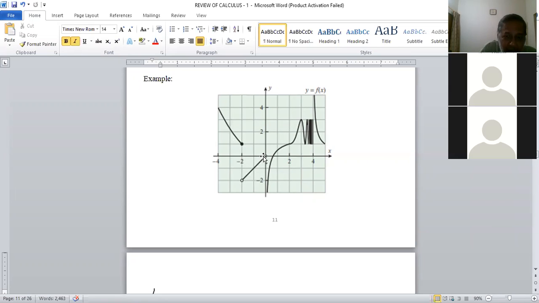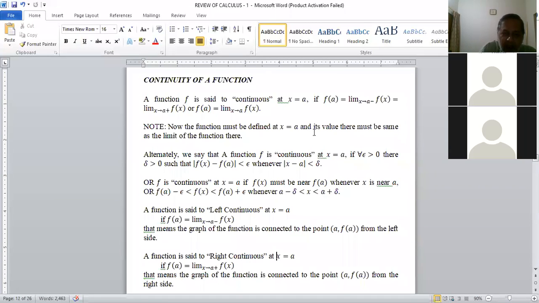Similarly, at x equal to 0, it is connected from the left side, not connected from the right side, and from the right, when we are coming along the graph, the function is going to negative infinity. Then close to 4 there is still something, so we have different situations for different functions and different points, and this is what we explore in calculus: continuity of a function. I hope my sound is clear still.